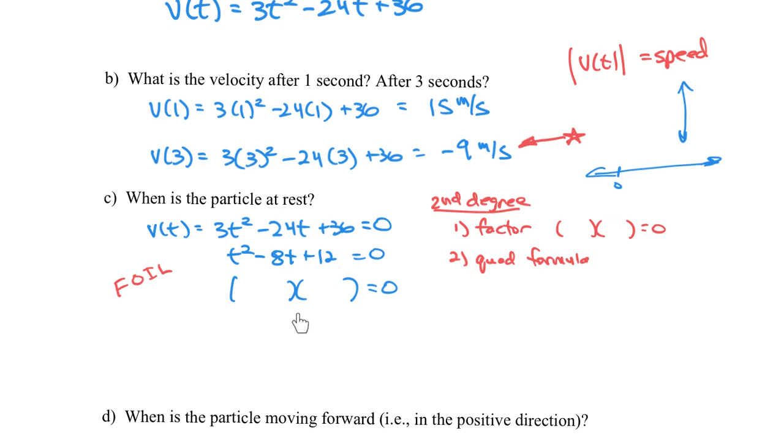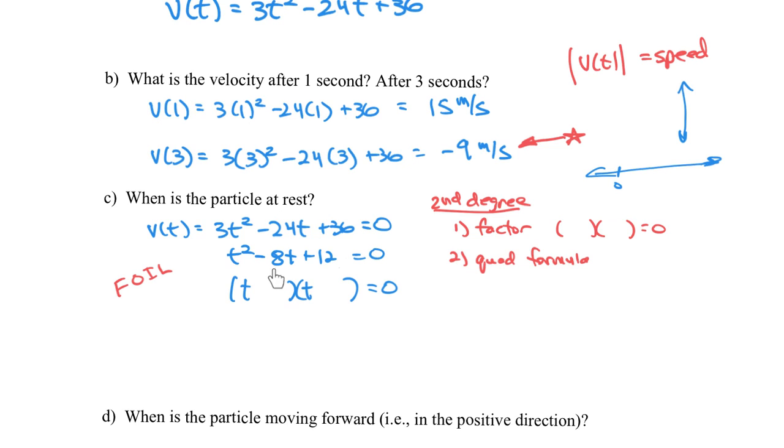So with guess and check, we do this backward. We think, okay, first times first has to be t squared. So what does this and this have to be? And this one's kind of easy. It's going to have to be t times t. Then we think, okay, last times last has to be 12. So it could be maybe 1 and 12, 2 and 6, 3 and 4.